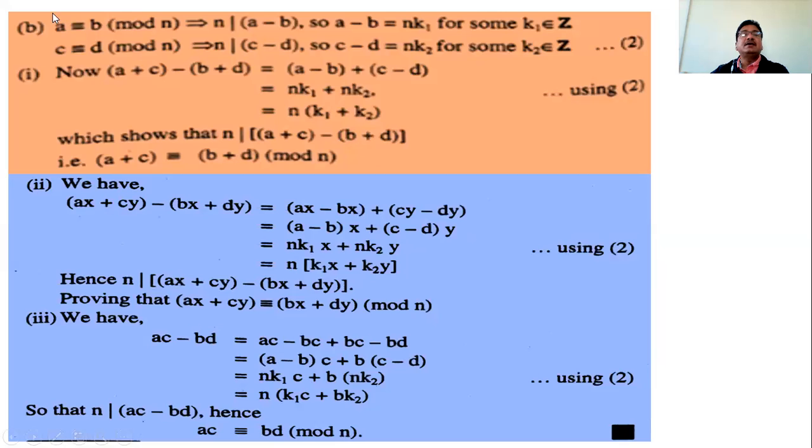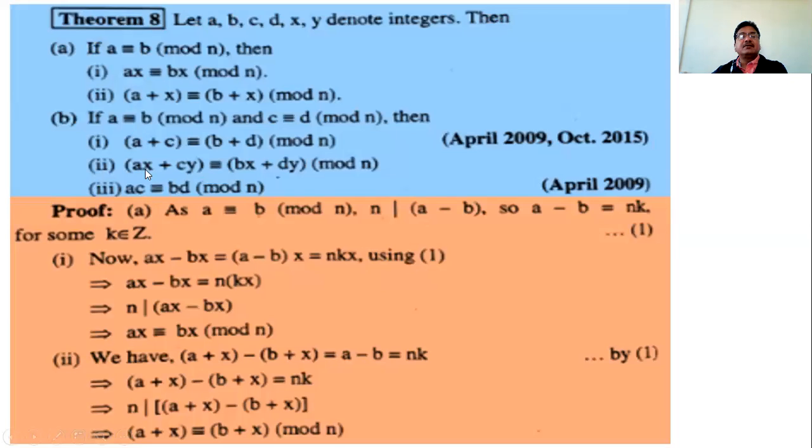a is congruent to b modulo n implies n divides a − b, and therefore a − b can be expressed in the form n times some integer. Use the notation k1 for that. Also given c is congruent to d modulo n, therefore n divides c − d, and so c − d is expressed in the form n times some integer, suppose that integer is k2. Then what do we have to show first? We have to show a + c is congruent to b + d modulo n.